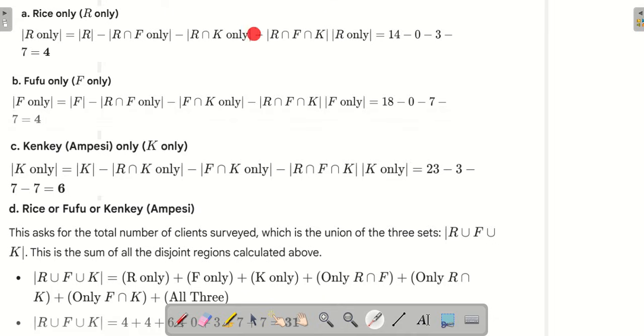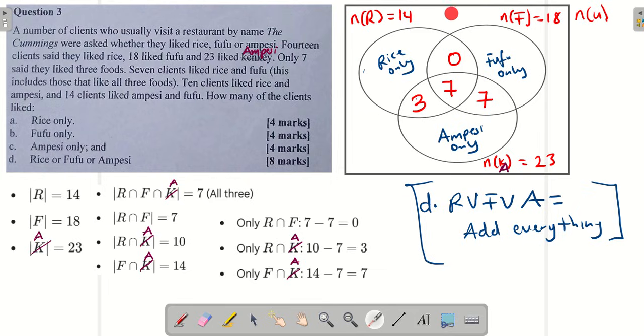But normally, some of you will find it difficult using these things. So fufu only is the same thing. So this presentation is just what we have done here. So once you use the Venn diagram, it is clear that you are subtracting this, this, this from this to get this. You subtract this, this, and this from this to get this. And the same thing applies here.